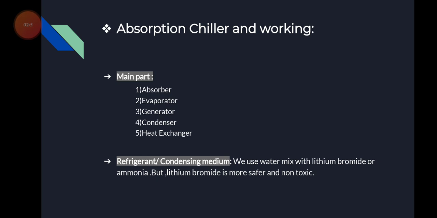So here are the main parts of the absorption chiller and its working. The main parts include the absorber, evaporator, generator, condenser and heat exchanger. Here we do not have a compressor in it because they are vapor absorption chillers. They use heat instead of a compressor to generate the cooling. They also use the heat exchanger to improve the efficiency of the system.